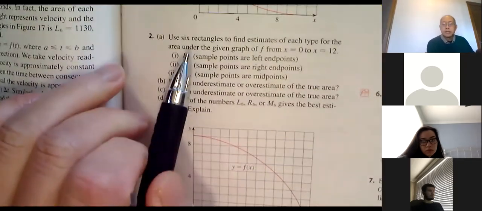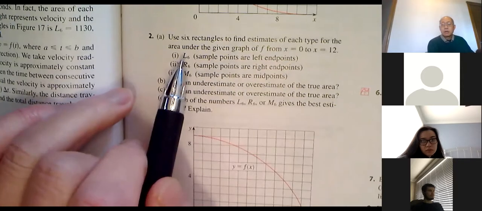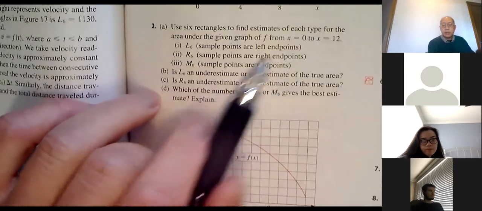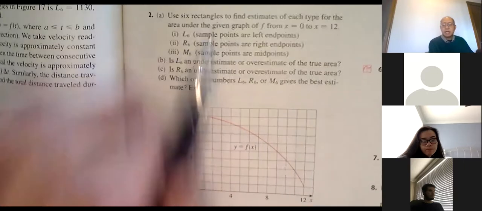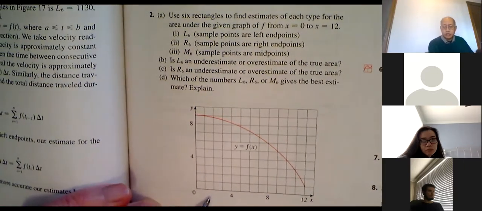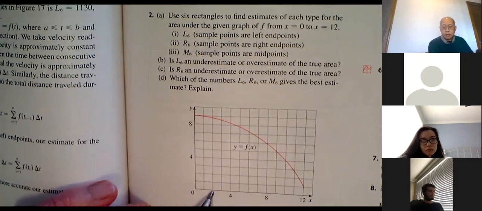Okay. Use 6 rectangles to find estimates of each type for the area under the given graph from x equals 0 to x equals 12. Okay, so chop it up into 6 pieces. So that means my delta x is 2. Okay, so 2, 4, 6, 8, 10, 12.